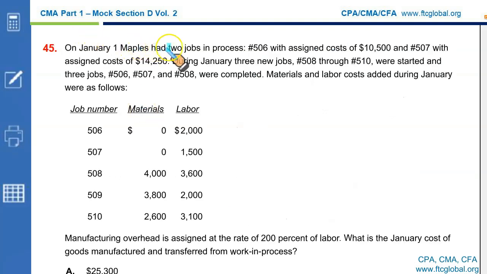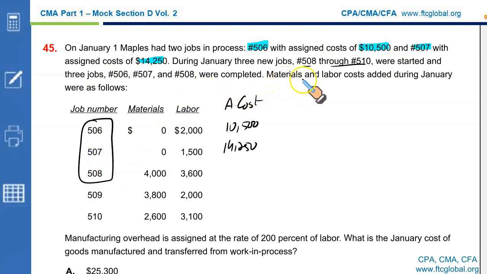On January 1st, Maples had 2 jobs in process. Job 506 was in process with this much assigned cost. Job 507 with this much assigned cost. Let us write this down right in front of it. Assigned cost: for 506, it is 10,500, and for 507 it is 14,250. During January, 3 jobs were started, 508, 509 and 510. Three jobs, 506, 507 and 508, were completed.